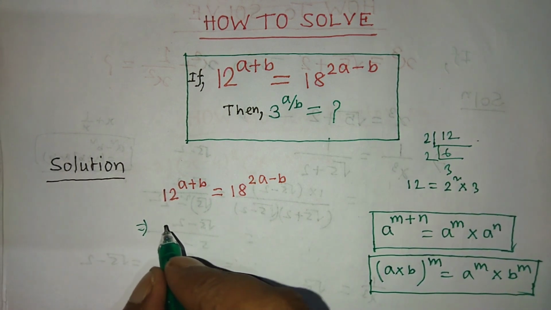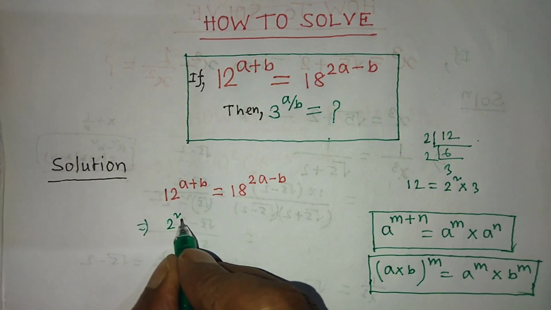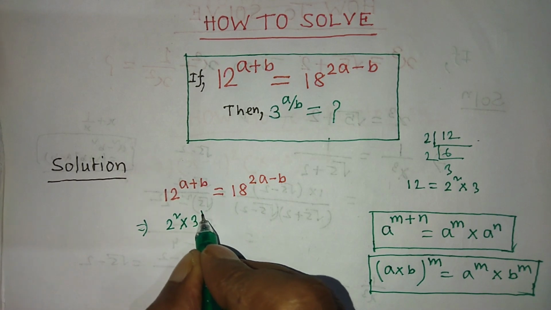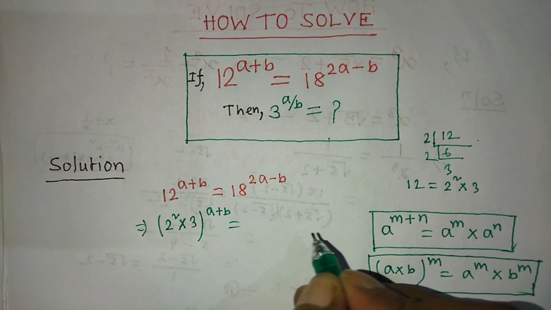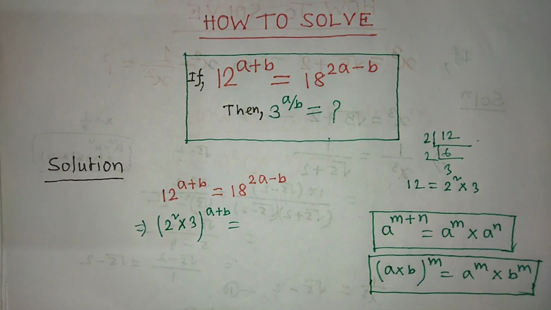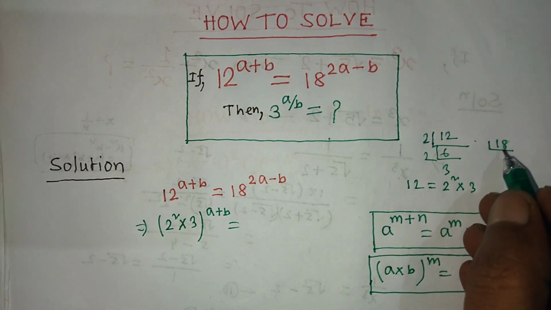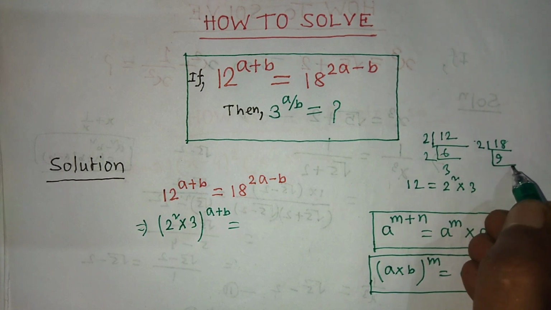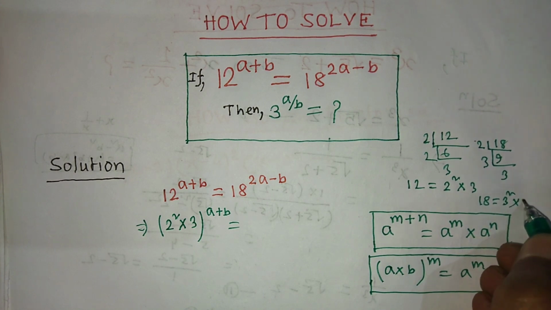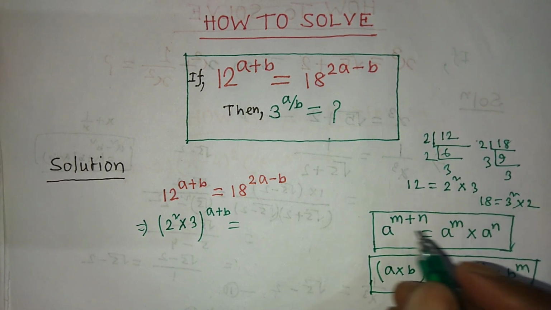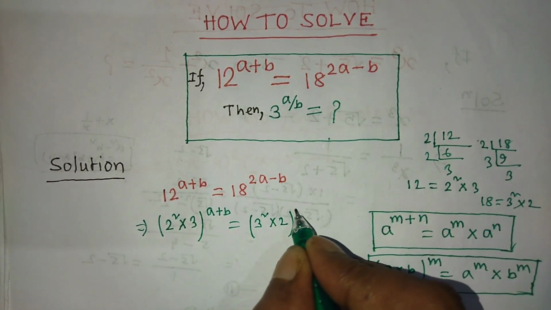So student, on the left hand side, in the place of 12 we have to write 2 to the power 2 into 3 whole to the power a plus b is equal to, on the right hand side similarly, you have to do LCM of 18. So 2 9s are 18, 3 3s are 9. So 18 is equal to 3 square into 2. So in the place of 18 we have to write 3 square into 2 whole to the power 2a minus b.